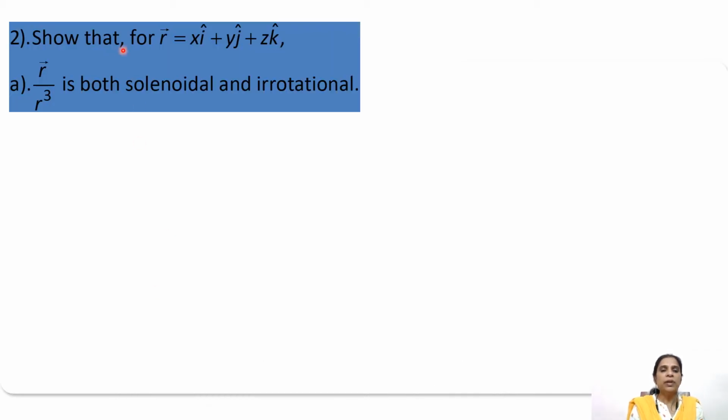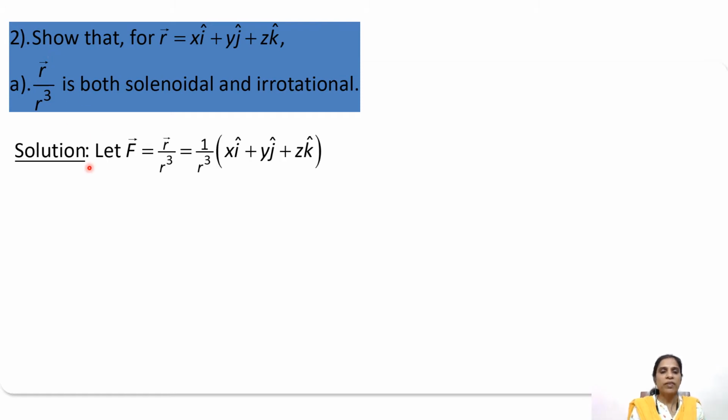In this example, a position vector of a point is given. r is equal to x i hat plus y j hat plus z k hat. And we have to show that vector r by r cube is both solenoidal and irrotational. So solenoidal means we need to show that divergence of this vector is 0, and irrotational means we need to show that curl of this vector is equal to 0. So one by one let us consider.